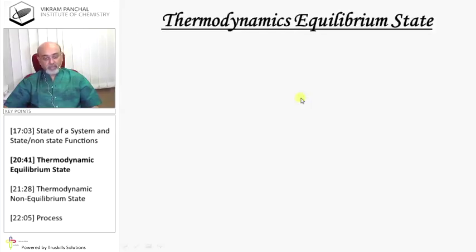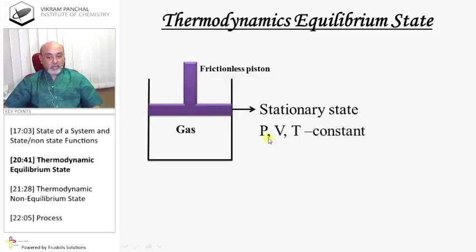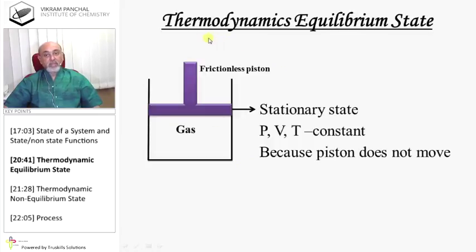Thermodynamic equilibrium state. When you take a cylinder, a gas is filled in the cylinder. On top of it, there is a piston, which is a frictionless piston. That means it can easily be moved up and down. It is in a stationary state. Suppose the piston is not moving up or down. It remains stationary over here. That means pressure, volume and temperature must be constant. So when all these properties are constant, the piston does not move here and there. Such a state is known as thermodynamic equilibrium state, where all these properties are constant.